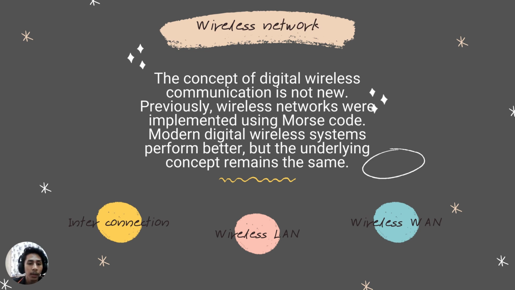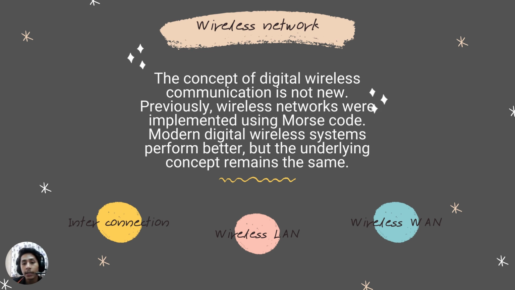So we go to the next one, which is wireless network. This concept of digital wireless communication is not new. Previously, wireless networks were implemented using Morse code. Modern digital wireless systems perform better, but the underlying concept remains the same. In wireless network, we have three types.